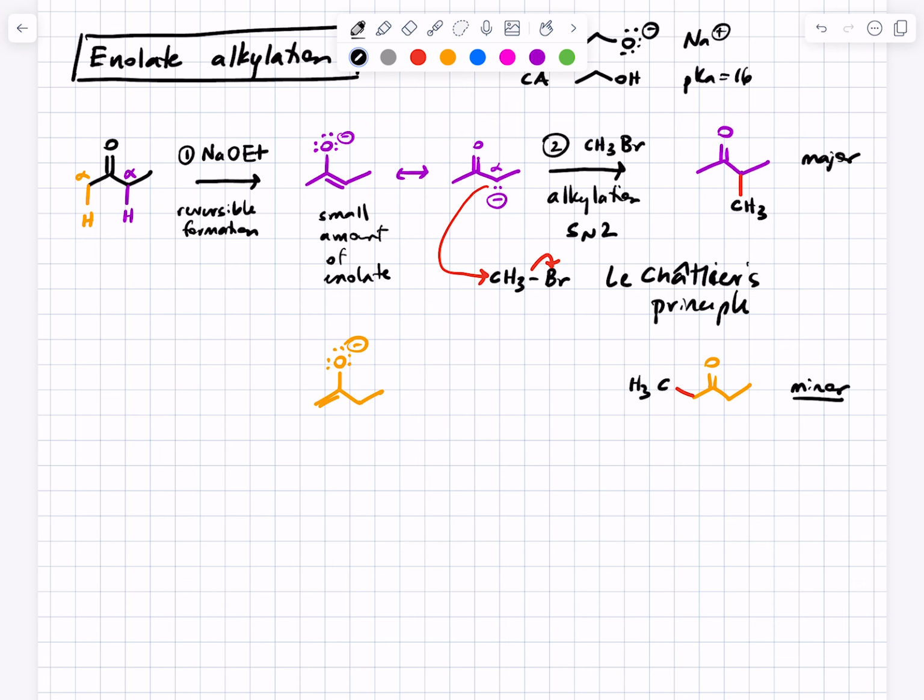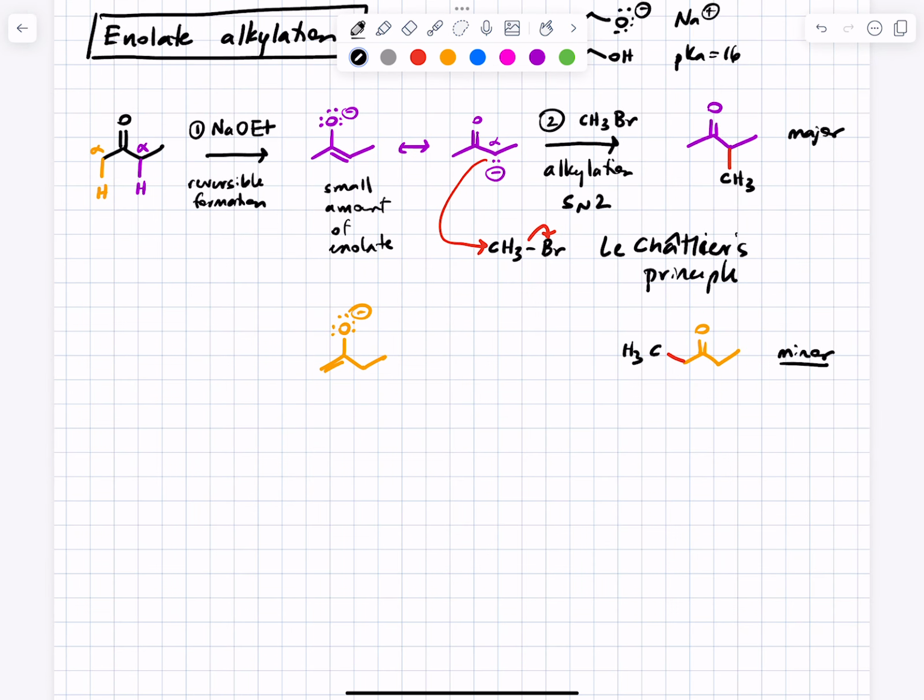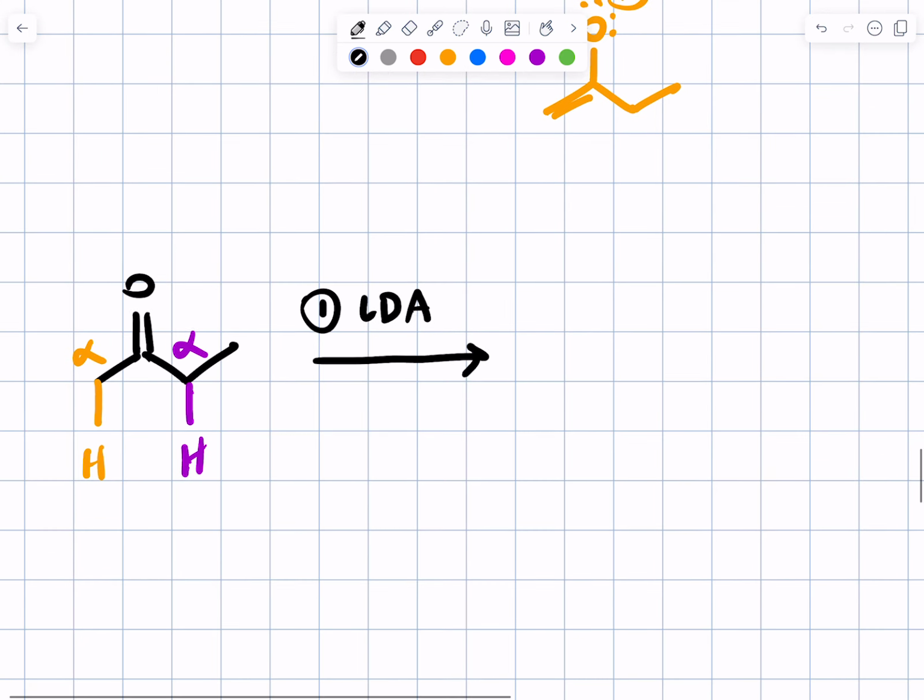So let's now show you how to do this with lithium diisopropyl amide. Again, we're going to assume that it works fabulously, though in the lab there are some concerns that you might have. So same starting material, same orange alpha proton that's less substituted, purple alpha proton that's more substituted. This time we're going to use lithium diisopropyl amide. There are a few other things that are often included. I sometimes will not write them down, but your text will.